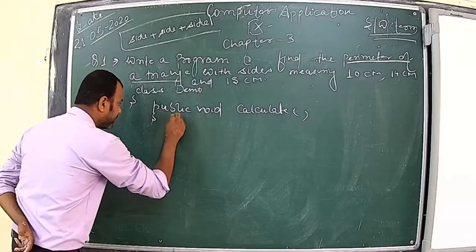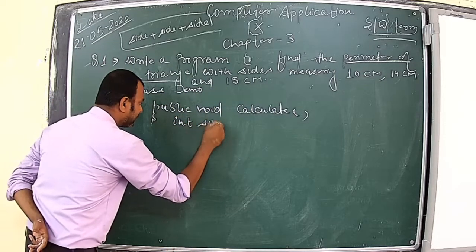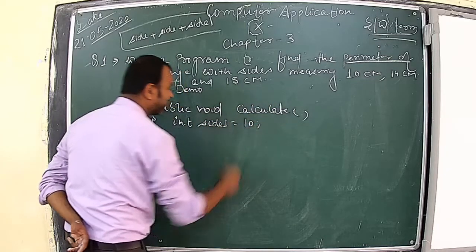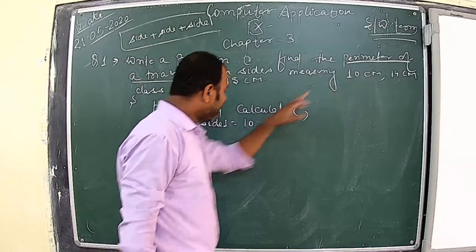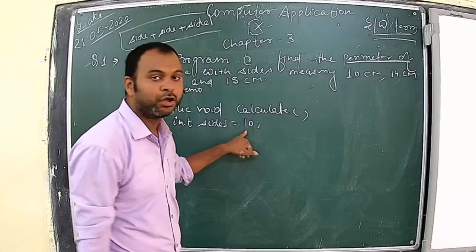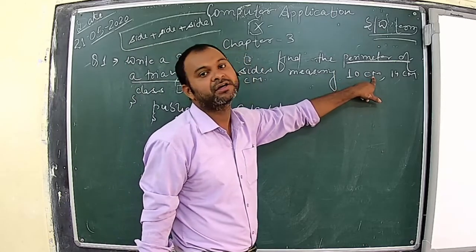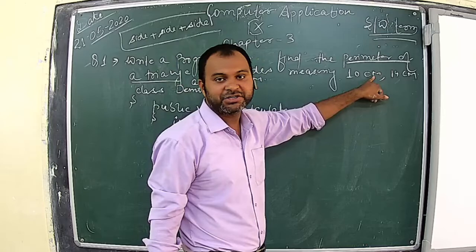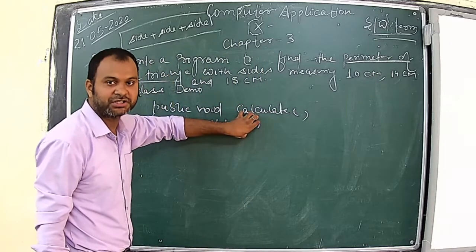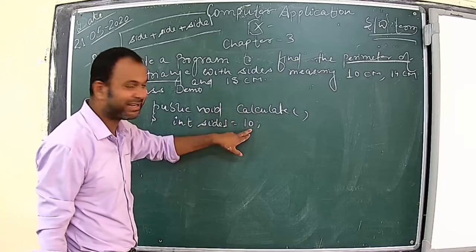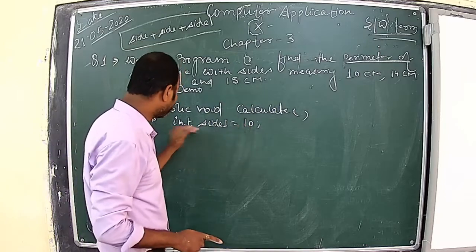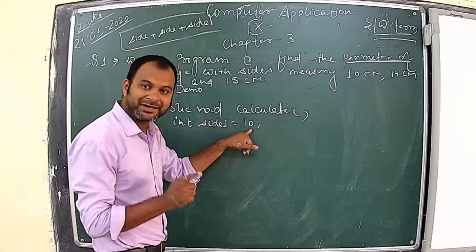So let me write int side1 equals 10. When you put the value on the right side of a variable, there is no need to write centimeter, kilometer, or anything, because this contains only values. Either you can write a variable which contains a value, or a direct value, not anything else. So int side1 equals 10.